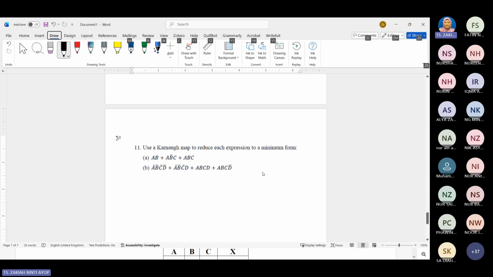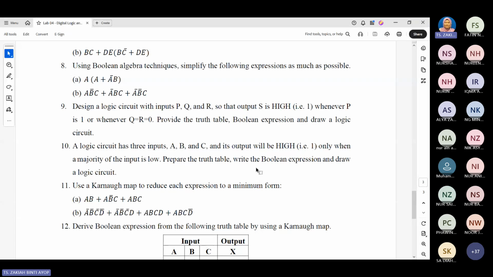Right. And then question 9. Design a logic circuit with input P, Q, and R so that output S is high whenever P is 1 or whenever Q or R is equal to 0. Provide the truth table, Boolean expression, and draw a logic circuit.